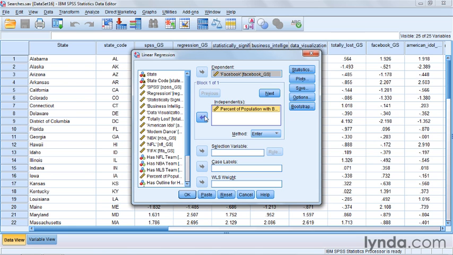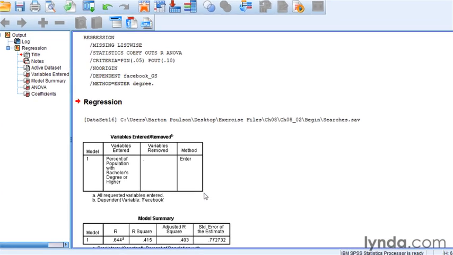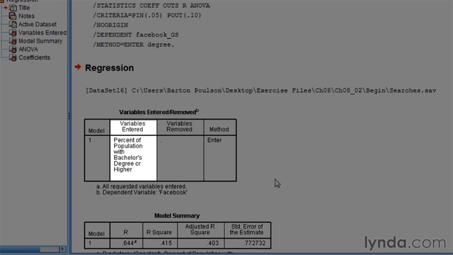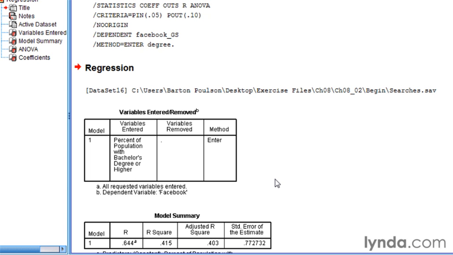Now, the linear regression command is actually tremendously sophisticated and gives tons of options, none of which I'm going to use at this particular moment. I'm doing the simplest possible version here of simply using the percent of population with a bachelor's degree or higher to predict Facebook interest on Google searches, and I'm going to do nothing else at this moment. All I'm going to do now is press OK. And I get a table that tells me the percent of population with a bachelor's degree or higher, and that it's using Facebook interest as a dependent variable.